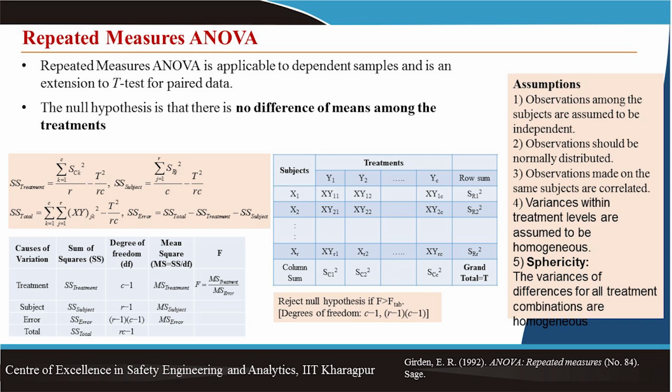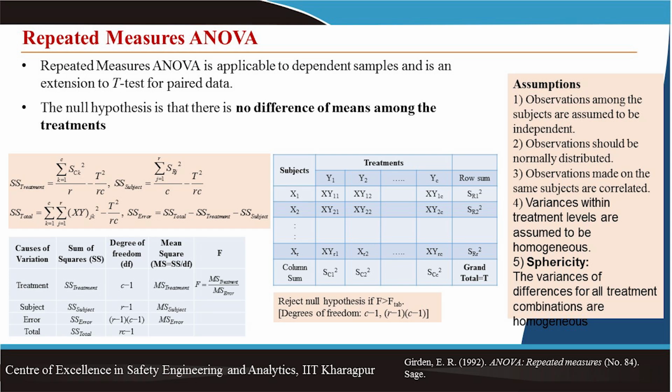What is the first cell here? The first cell is talking about the response variable. If it is safety performance, then it is the safety performance for the combination x1 y1, which is nothing but the subject x1 exposed to treatment y1. In the same manner it will continue.